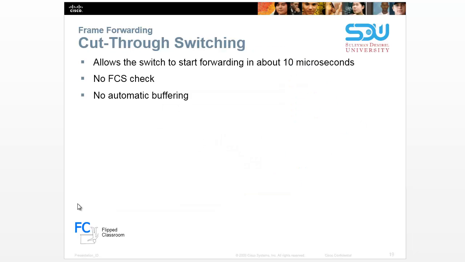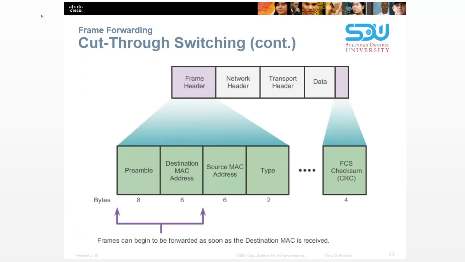In comparison with the store and forward method, cut-through switching allows the switch to start forwarding in about 10 microseconds, and there is no FCS check and no automatic buffering. In this method, the switch receives just the frame header. It is quite enough for the switch to receive only the preamble and destination MAC address to start searching for the MAC address of the destination device in the MAC address table of the switch.